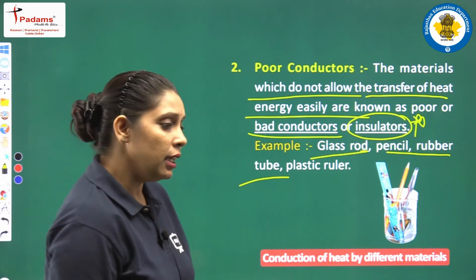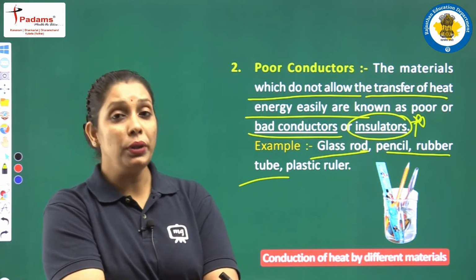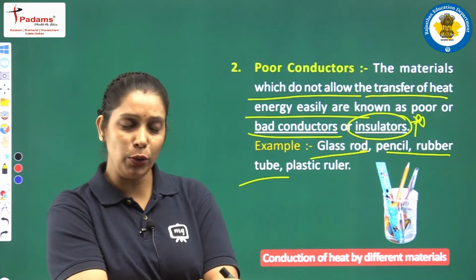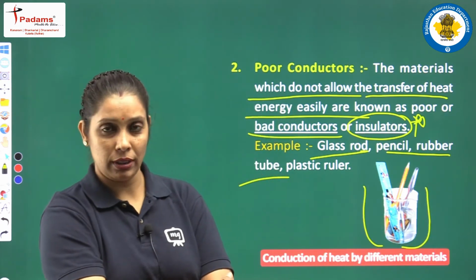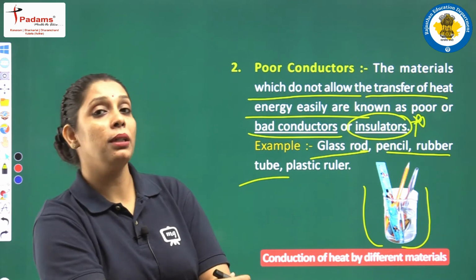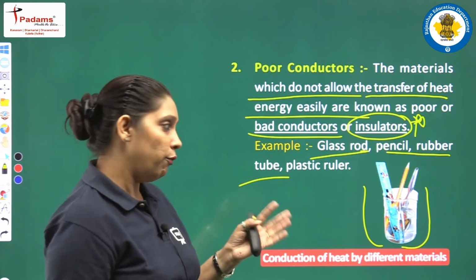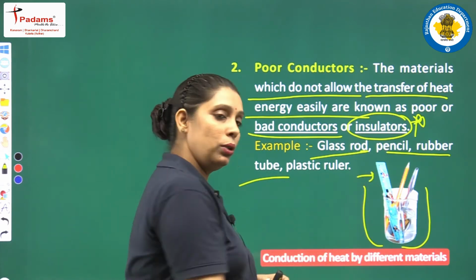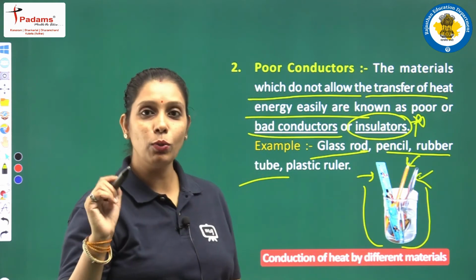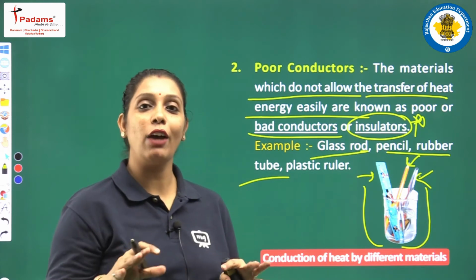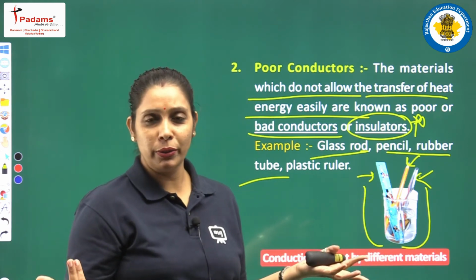Okay students, you can easily observe bad conductors and good conductors by an activity. What we have to do? We have to take a beaker in which we fill hot water, and we have to put some good conductors, some bad conductors or insulators in it. We have to dip, just like, the plastic ruler, pencil, metallic spoon. Okay, I am using the word metallic spoon because nowadays we are having disposable ones also. Okay, and some glass rod also.